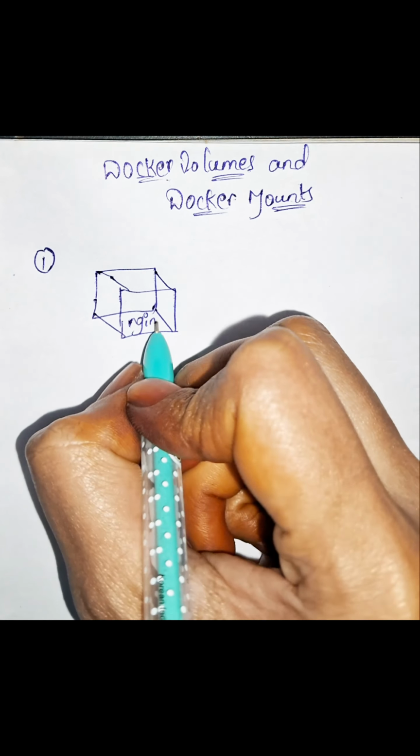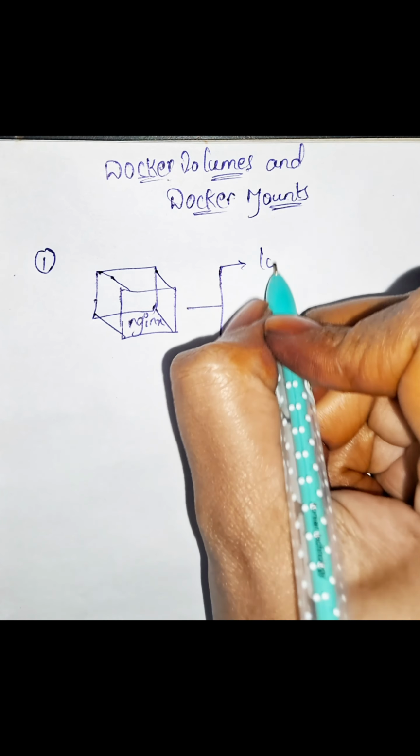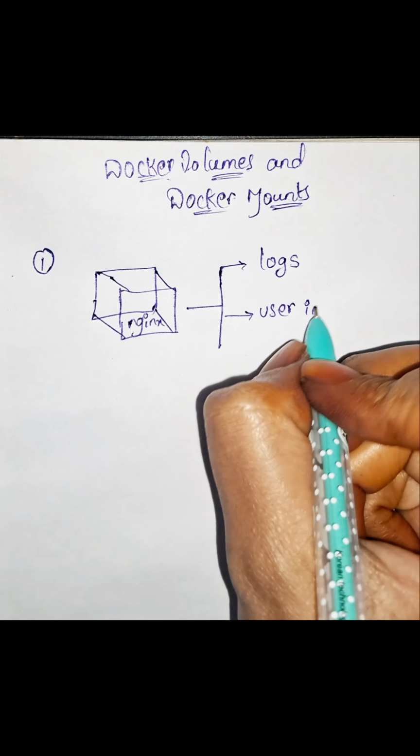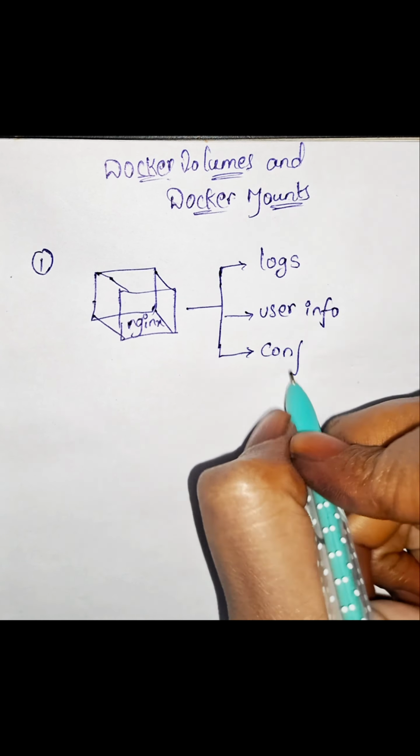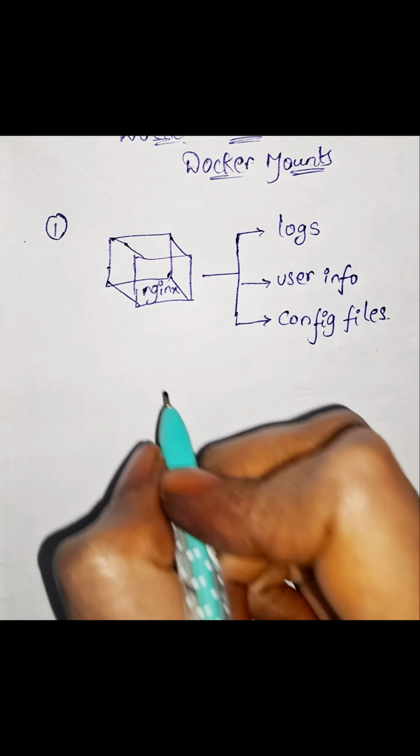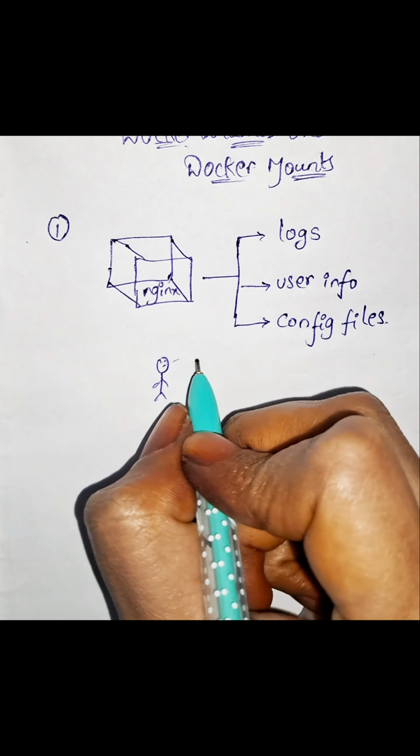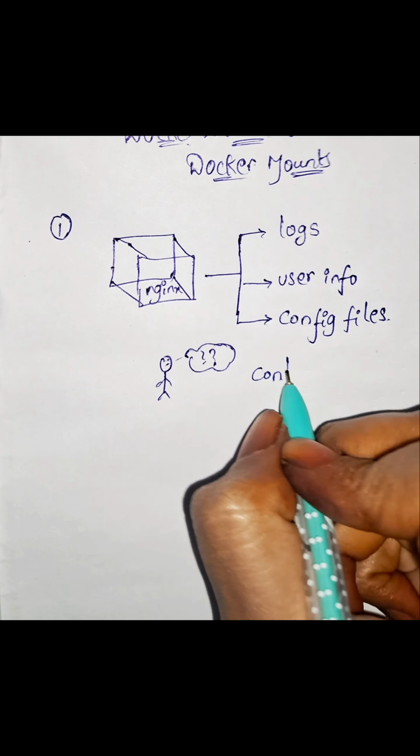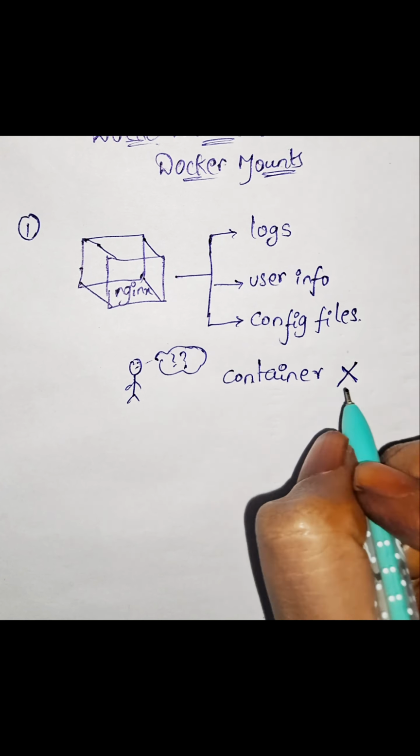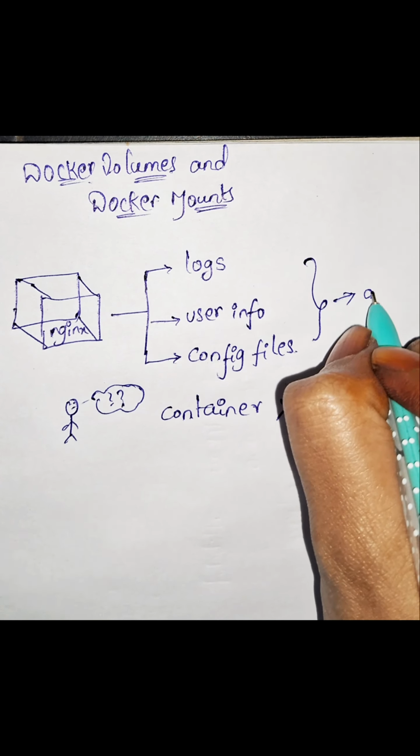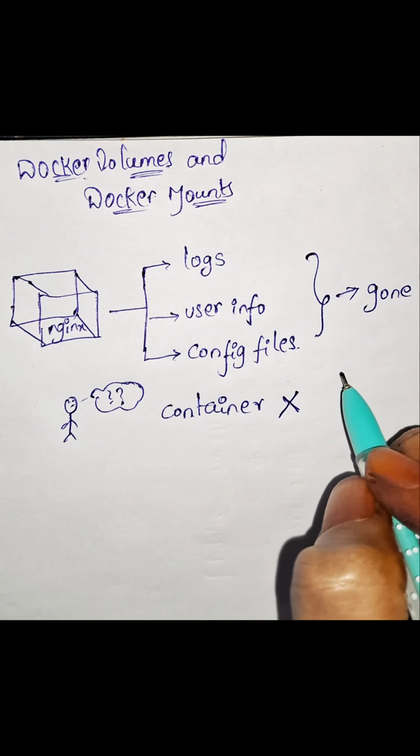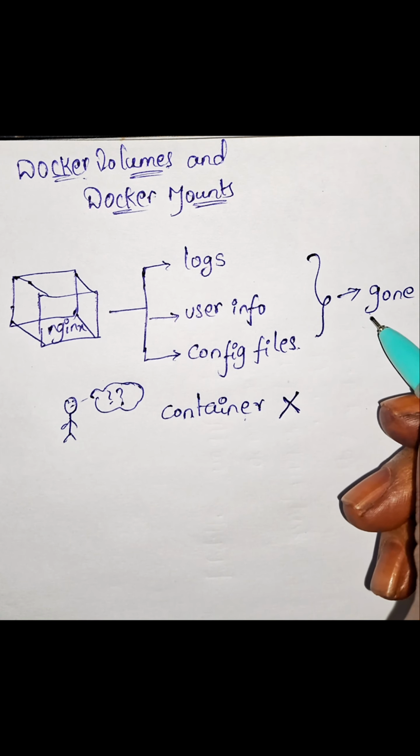First, containers are temporary. For example, if you run an Nginx container, it stores logs, user info, and config files inside this container. But what if the container stops or gets deleted? All the logs and files are gone. So if the container is deleted, then the data will also be deleted.